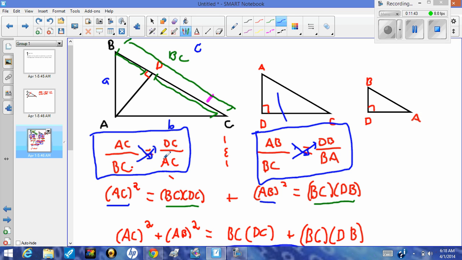Other than that, it's just making proportions, cross-multiplying, adding them together, and you're pretty much done at that point. So if you have any other questions, please let me know.